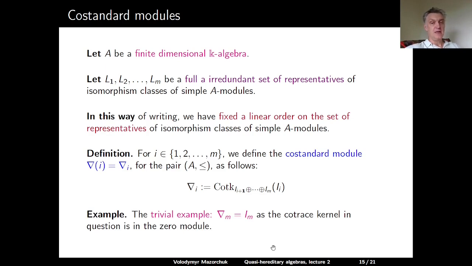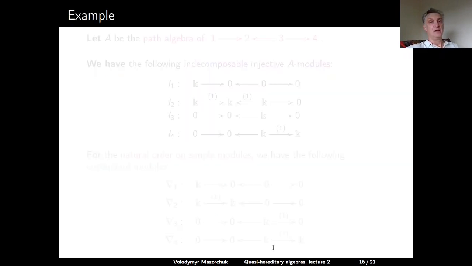For example, if we take as I the maximum index m, then the subscript in the cotrace kernel disappears, it becomes a zero module, and so the cotrace kernel into the zero module becomes just the indecomposable injective. So nabla m is equal to Im. Let us do an example. Let A be the path algebra of the following quiver.